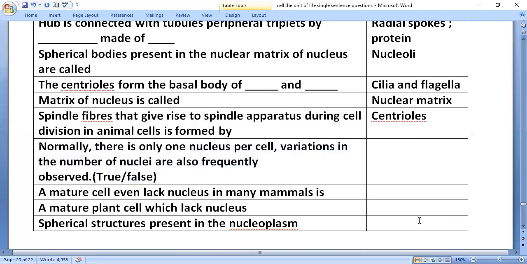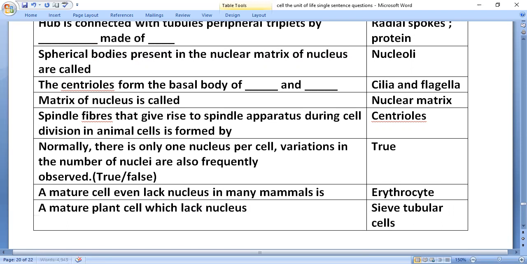Normally, there is only one nucleus per cell. Variations in the number of nuclei are also frequently observed. Yes, true. A mature cell can even lack a nucleus; in many mammals this is the RBC, the erythrocyte. A mature plant cell which lacks a nucleus is the sieve tube cell of vascular plants.